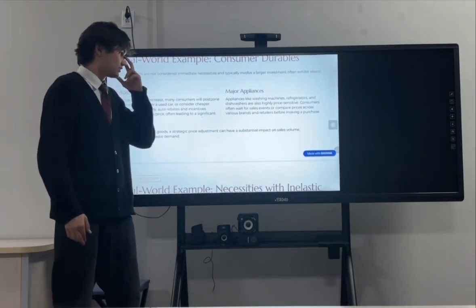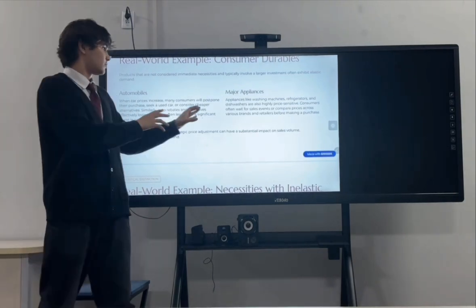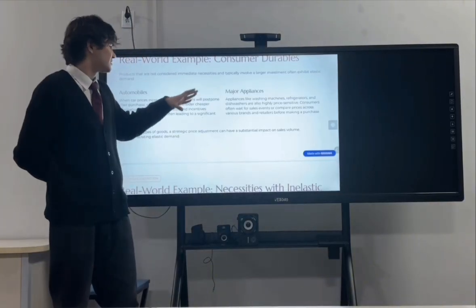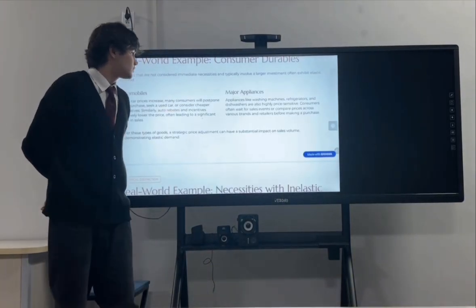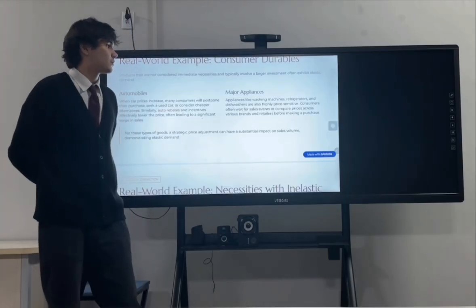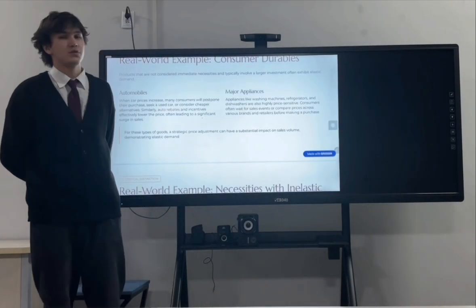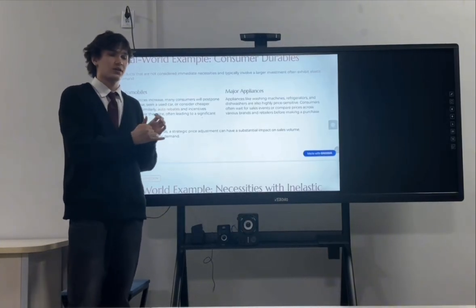So, major appliances. We talked about cars. Let's move to the major appliances. Appliances like washing machines, refrigerators, fridges, dishwashers are also highly price sensitive. Firstly, consumers often wait for sales events or compare prices across various brands and retailers before making a purchase. For example, we can choose Hoffman, Artel, Samsung, and others.